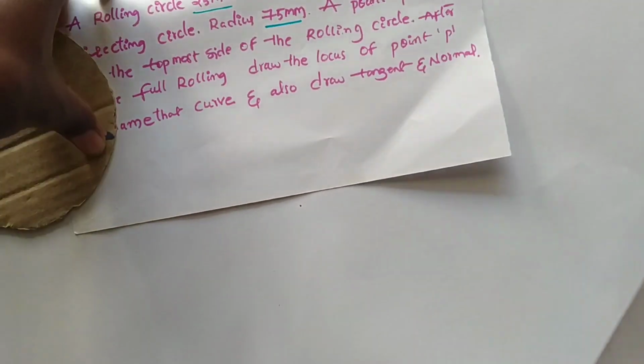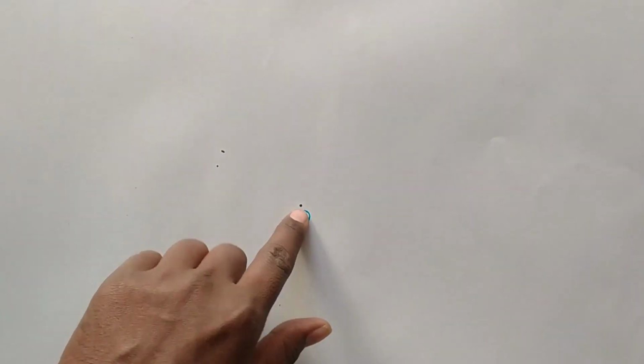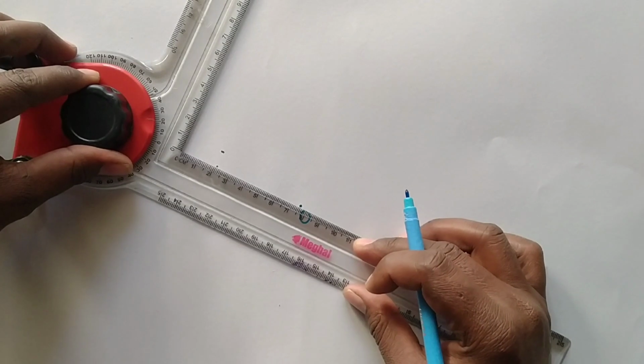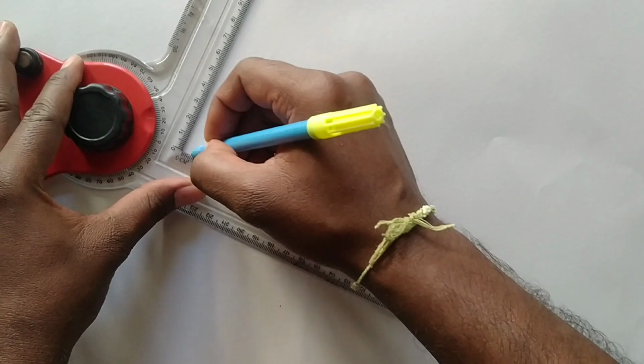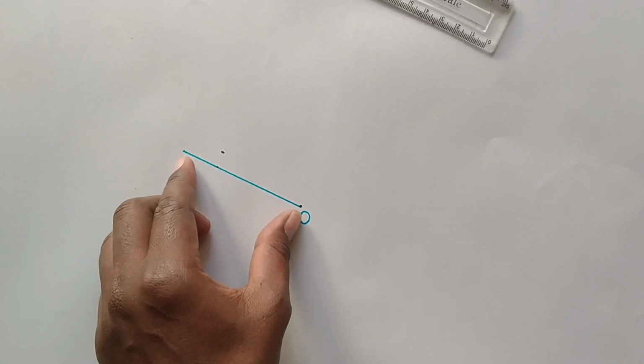We will discuss the construction procedure of the hypocycloid. Randomly select a point on your drawing sheet, name it O, the directing circle center. Next, the radius of the directing circle is 75 mm. With 75 mm radius, draw a straight line. This 75 mm straight line is equal to the directing circle radius.